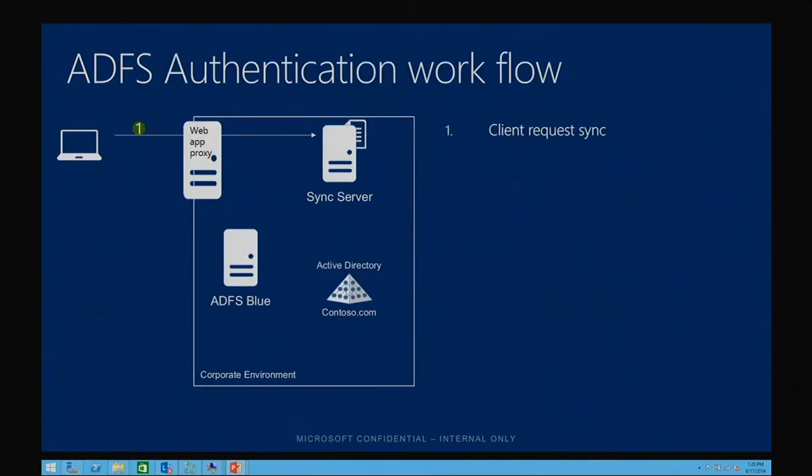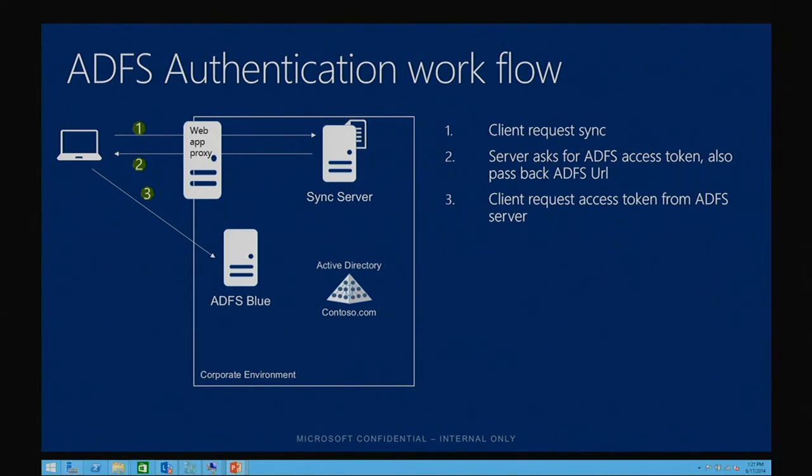So when the client on this side, the work folder client, it will go through the reverse proxy, which I labeled as the web proxy, to the sync server, asking for sync. And the server will come back and tell, because now the server is configured with using ADFS, and it also has the information about the URL, it will pass back to the client and say, here's the ADFS URL. Go get a token from this URL. And now the client will go, using that URL, contact the ADFS server.